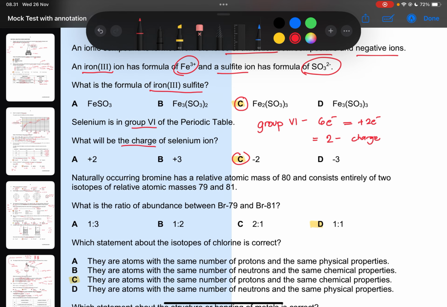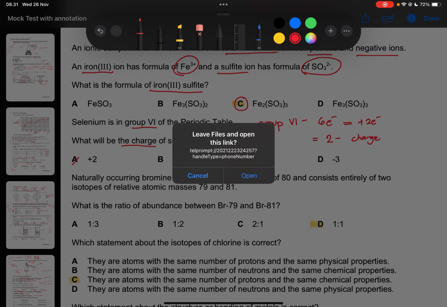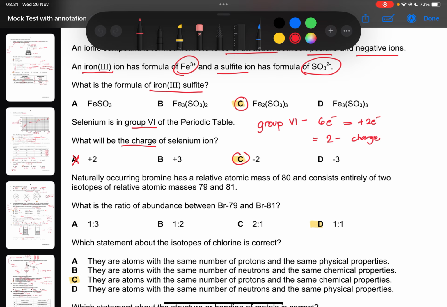So the one that has 2 positive charge are the group 2, because they are the ones expected to lose 2 electrons. The one that has positive 3 charge are the group 3. They will lose 3 electrons. And the one that has a charge of negative 3 are group 5, because they are the ones we expect to receive 3 electrons to have 8 electrons in the outer shell.